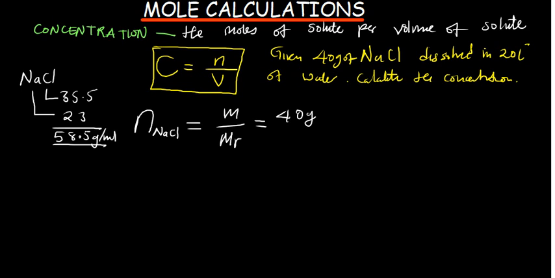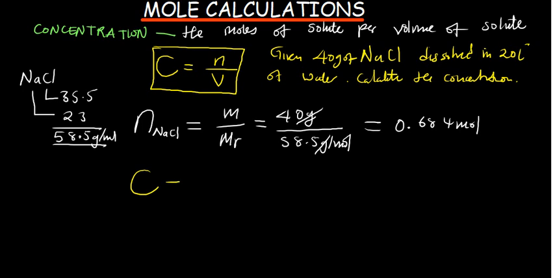So we're going to say mass over molar mass, which is 58.5 grams per mole. If we divide, this gram will cancel with this gram. So 40 divided by 58.5 is going to give us 0.684 moles. Now that we've determined the number of moles, concentration is equal to number of moles over volume. We know the number of moles, which is 0.684 moles, divided by volume.